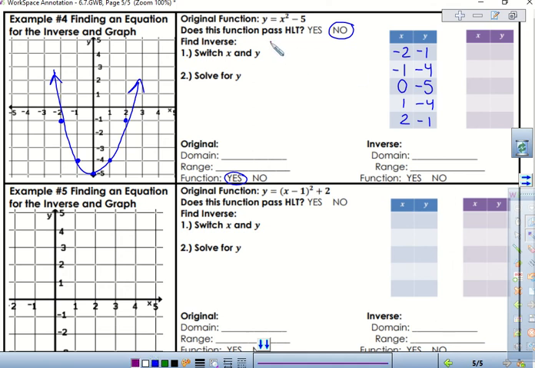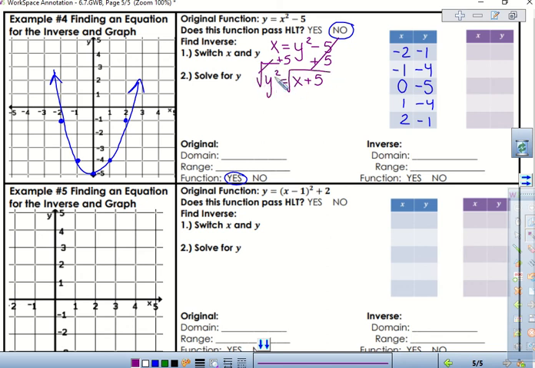You're going to start by flipping the x and the y. So it's going to be x equals y squared minus 5. You see how the x became a y and the y became an x? Now our goal is to solve for the new y. So that's going to become y squared equals x plus 5. And then how do we get rid of a square in math? Good, we square root.